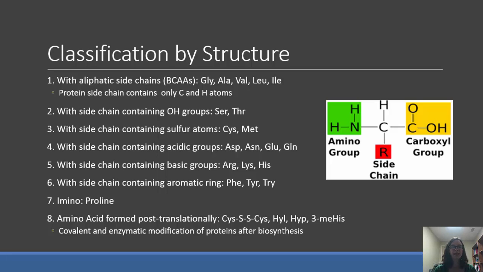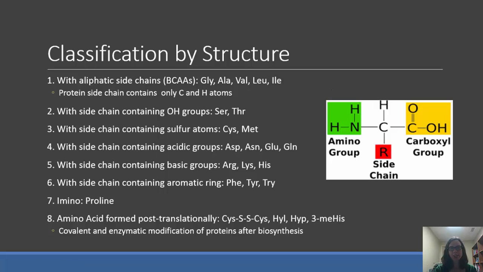The first way we classify them is by their structure. So you can see we've got the structure of just a standard amino acid here, where we have our carboxyl group, our amino group, and a side chain here. And it's the structure of the side chain that determines how we classify the structure of the protein.